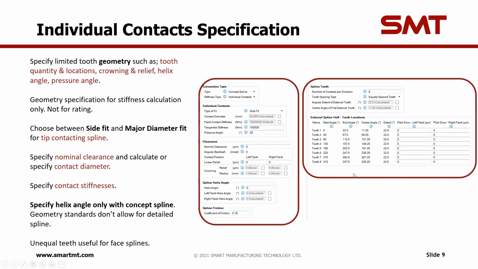Looking over on the right-hand side here, we have some of our input properties for an individual contact spline. What you'll notice is that there's a section for each of our specified gear teeth. So we specify the number of contacts per direction. This is basically how many gear teeth, spline teeth, sorry, that we have. And then it's giving us some corresponding information on those particular spline teeth, including the ability to input pitch errors on there as well, if we want to add some additional information.